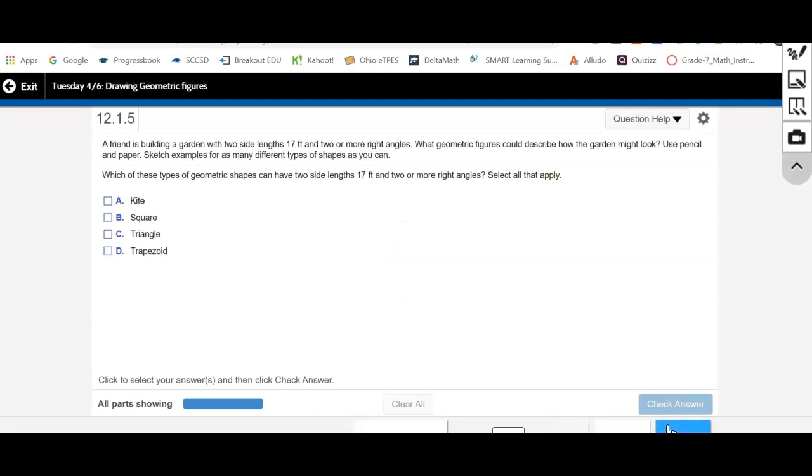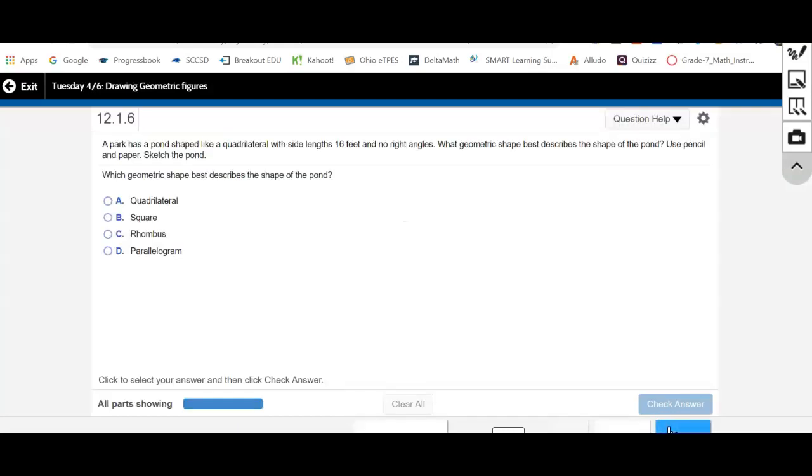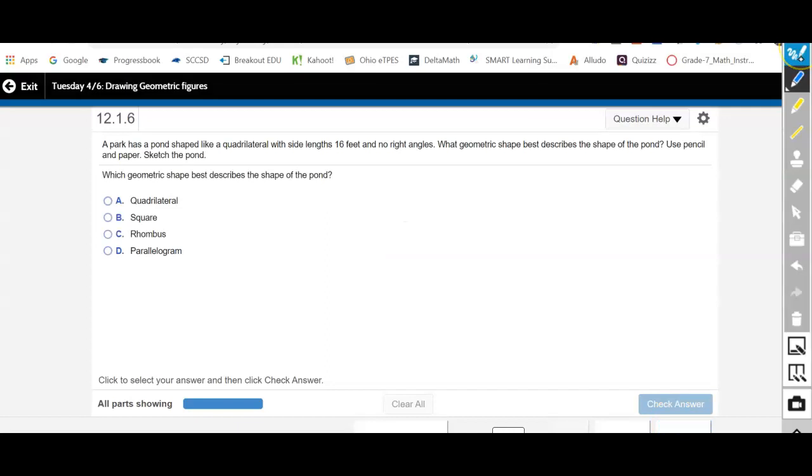What if it gives us, this one gets people a lot. A pond has a shape like a quadrilateral with side lengths of 16 feet and no right angles. Okay, so that means all the sides are 16, 16, 16, 16. It can't have right angles, so I had to put them at an angle there. Well, what is that? That's a rhombus. Okay, so that's a rhombus.